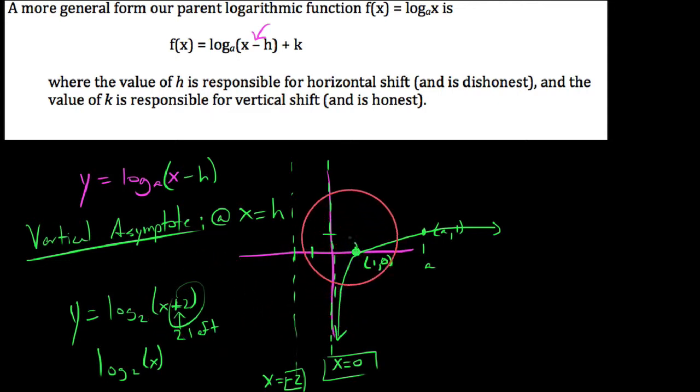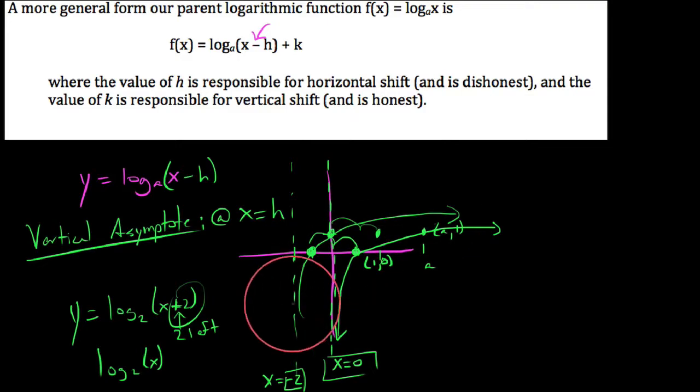Instead of going through 1, 0, we'd click back twice. We'd say now it'd be at negative 1, 0. And instead of, in this case, 2 comma 1, which is where it would be on log base 2, it would be at 0 comma 1, and then this would be our slowly growing logarithmic graph.